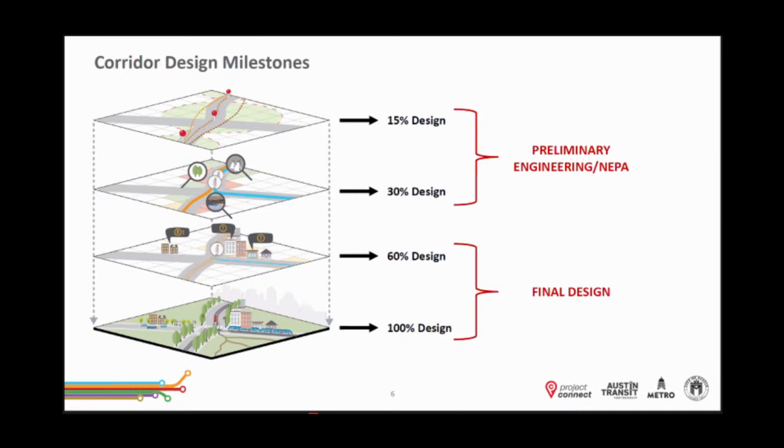The environmental analysis and preliminary engineering influence each other as we work towards the final environmental impact statement and the final 30% design plans. Today, we're going to be sharing with you the 15% design, and the 30% design should be completed sometime in the spring of 22.